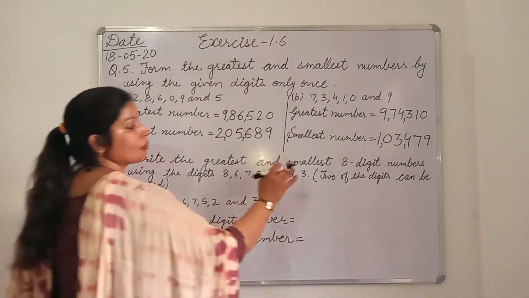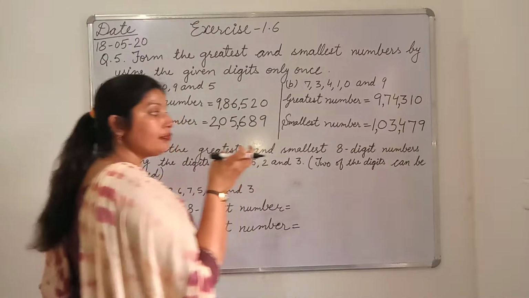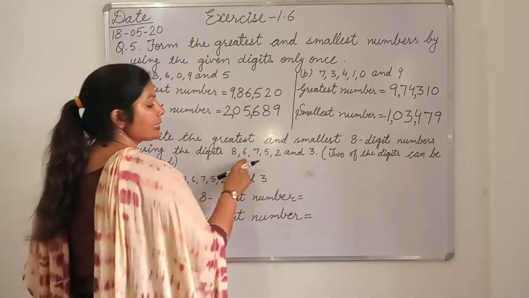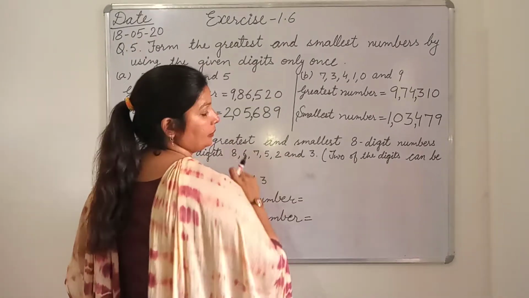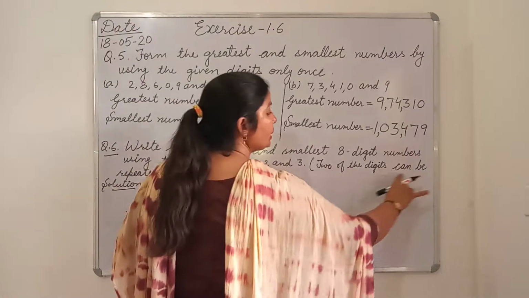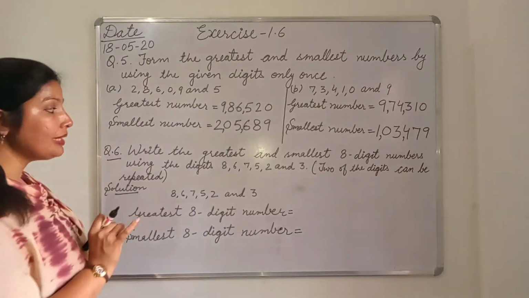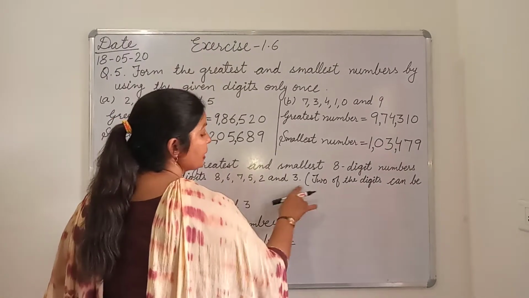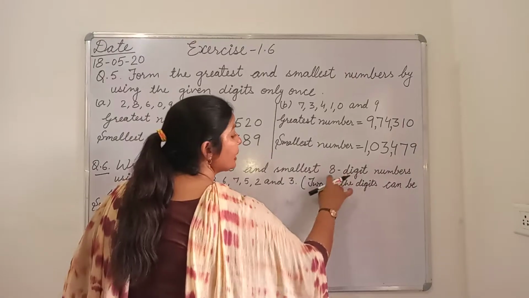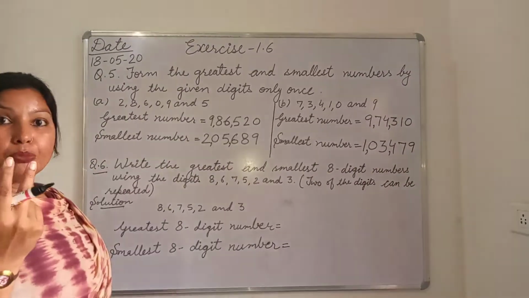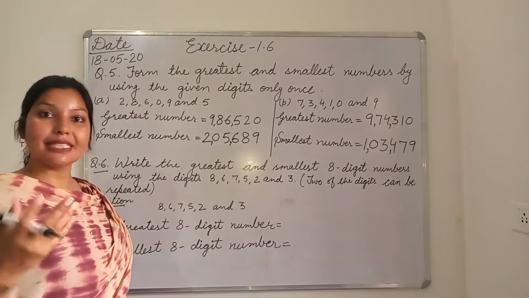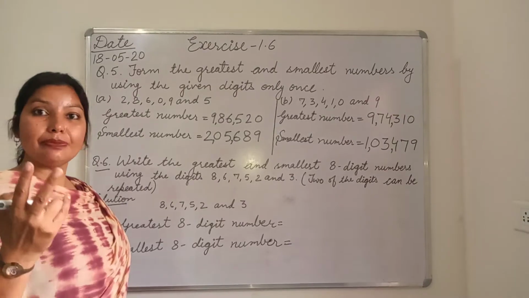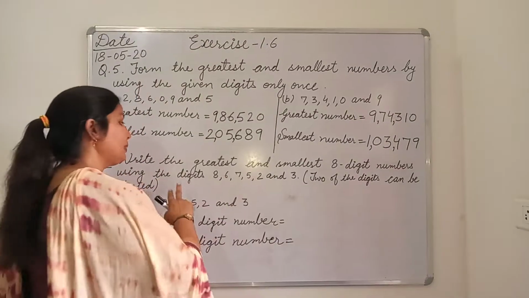Write the greatest and smallest 8-digit number. Now there is given a fixed 8-digit number. Okay. Using the digits. Now digits are given here: 8, 6, 7, 5, 2 and 3. Now it is given that 2 of the digits can be repeated. Why do we repeat here? Because there are 6 digits given and you have to make an 8-digit number. So that means we require 2 more digits. By 6 digits we can make a 6-digit number, and the question is asking for an 8-digit number. That means 2 more digits we require. So for those 2 digits we can repeat digits.